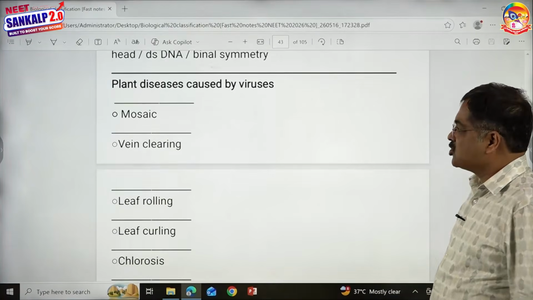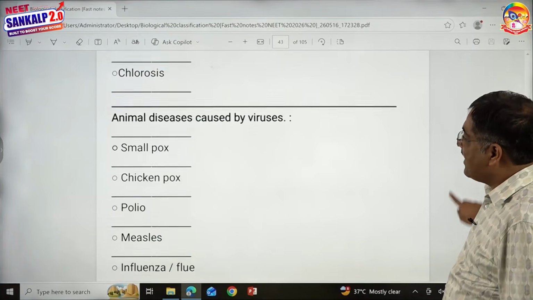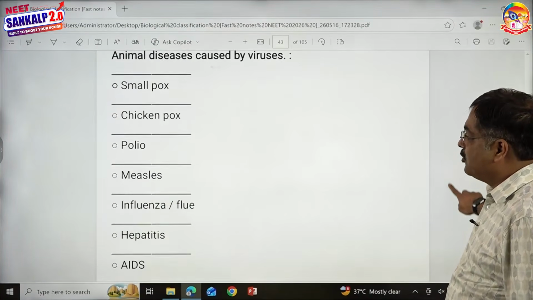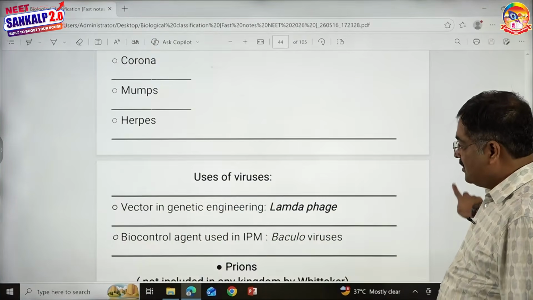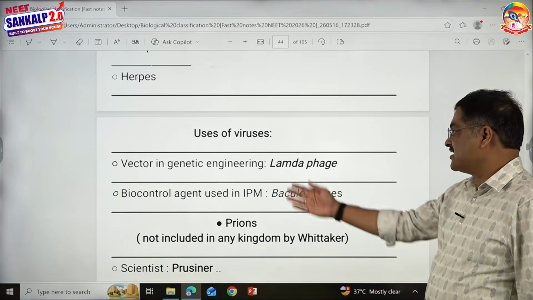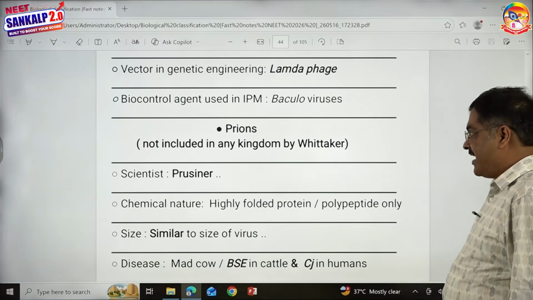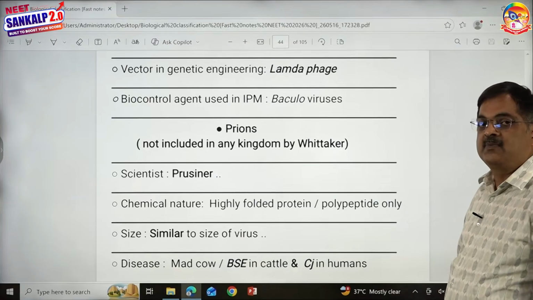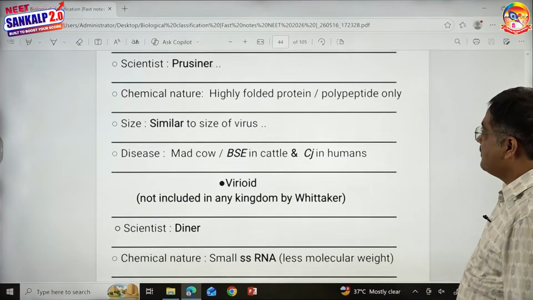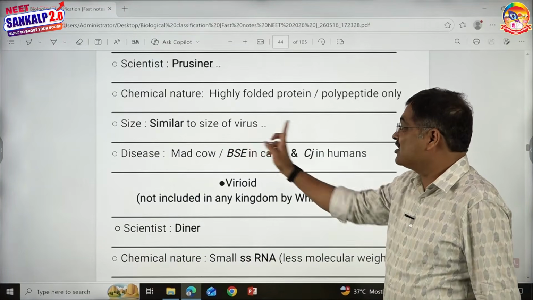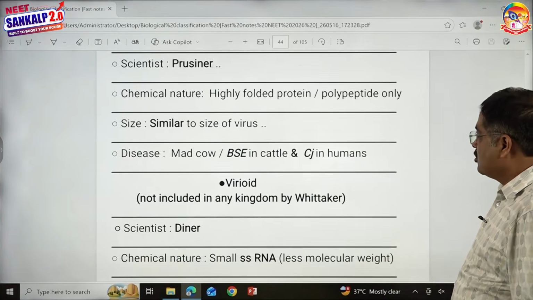Plant diseases: mosaic, vein clearing, leaf roll, leaf curl, chlorosis. Animal diseases caused by viruses: smallpox, chickenpox, polio, measles, flu, hepatitis, AIDS, corona, mumps, and herpes. What are the uses of viruses? They can be used as vectors in genetic engineering, and as a biocontrol agent, baculoviruses, which eliminate specific arthropods and insects. Prions, scientist name is not needed, Prusiner, highly folded protein. They're similar to the size of viruses. Mad cow or BSE in cattle, and an analogous disease in humans, Creutzfeldt-Jakob disease.